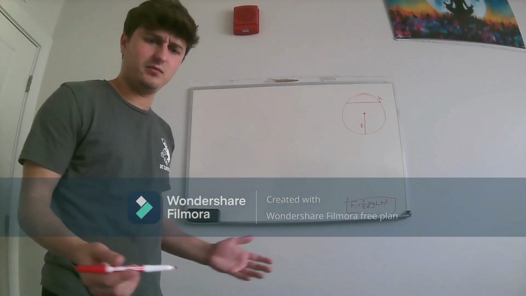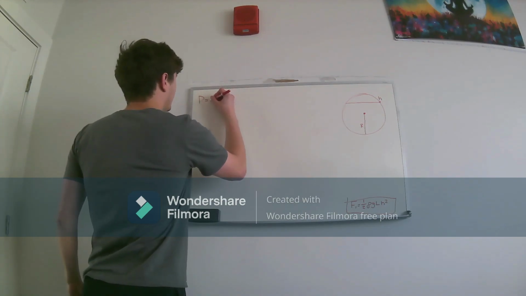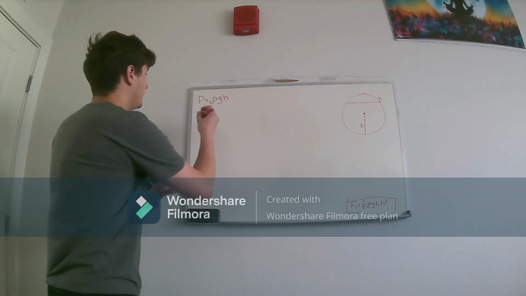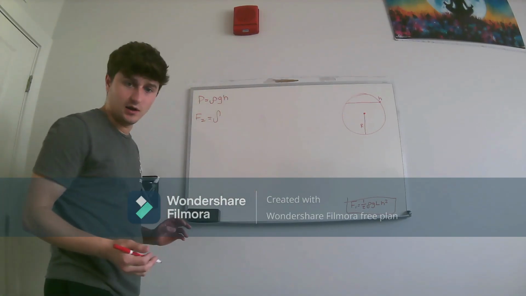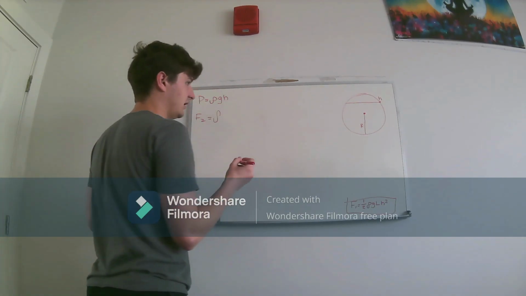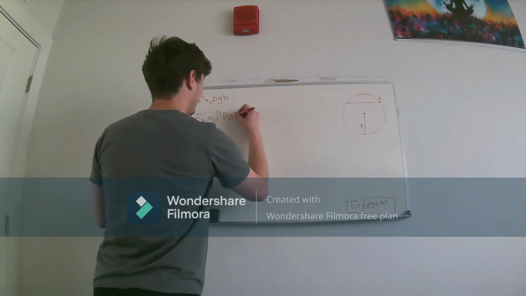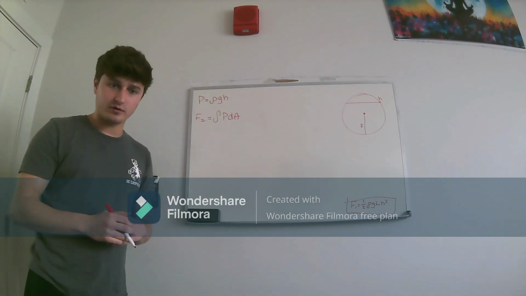So let's just start with what we did before. Well, what do we know? We know that our pressure is going to be equal to rho g h. And what else do we know? We know that our force is going to be the integration of our, I already forgot, oh, our pressure and our differential area. We're going to integrate that, and we're going to be able to figure out our force.